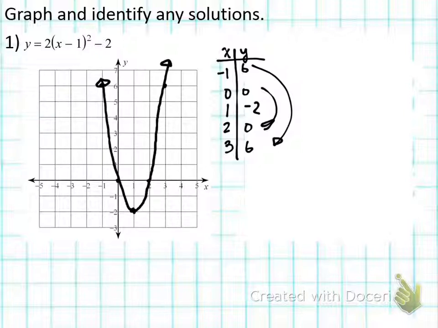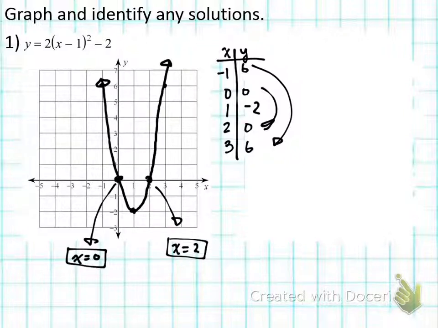Here's the new part. Remember solutions? Our solutions are where the graph crosses the x-axis. So where does the graph cross the x-axis? It crosses the x-axis at 2 points, here and right here as well. So what is x equal to here? One of our solutions is 0. x is equal to 0. What's the other solution? x is equal to 2. Those are our two solutions.